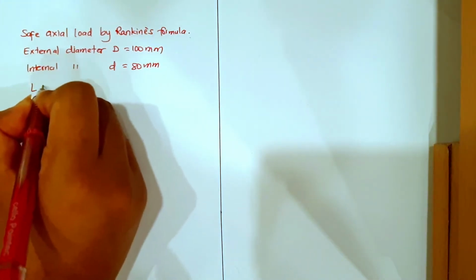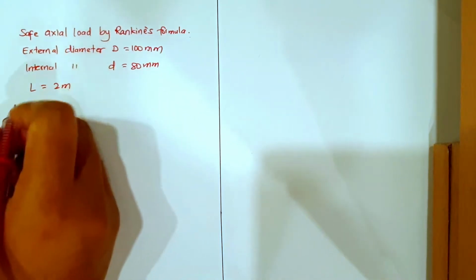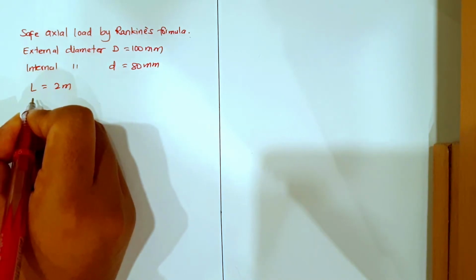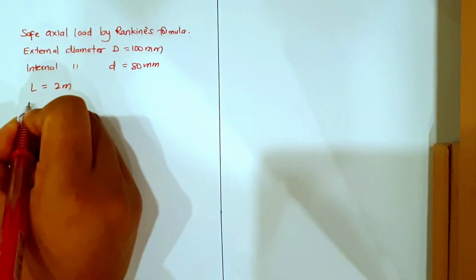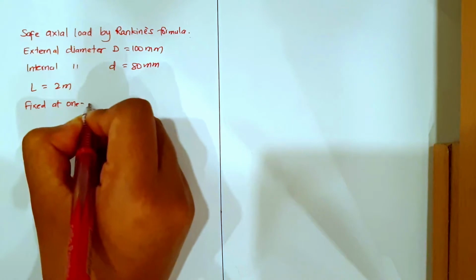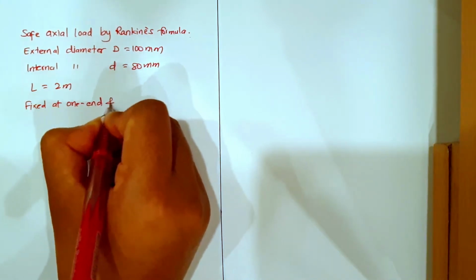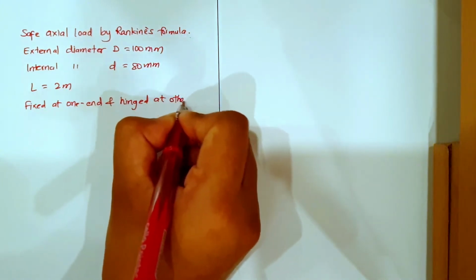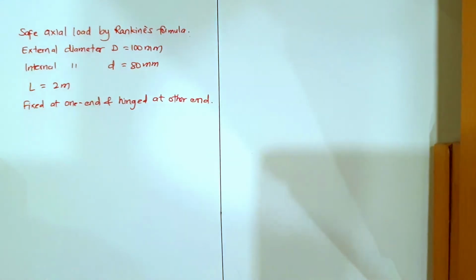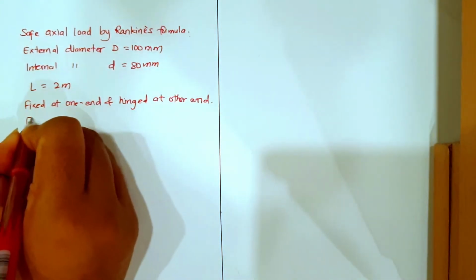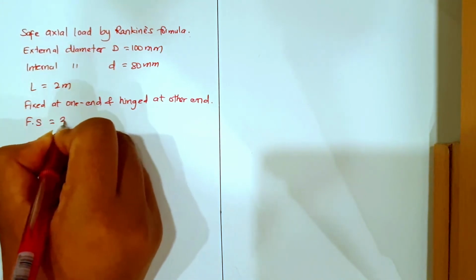Length L is given equal to 2 meter long, and the end condition for this cast iron column is that it is fixed at one end and hinged at the other end. Okay, this is the condition. Now we need to calculate the safe axial load, and the factor of safety is given equal to 3.